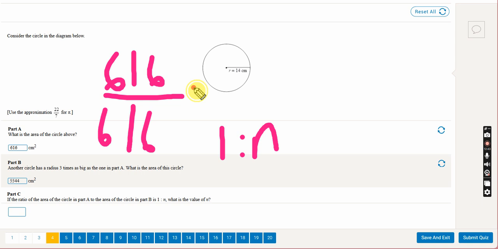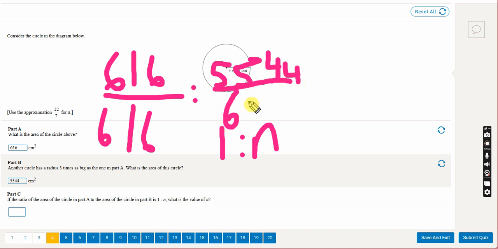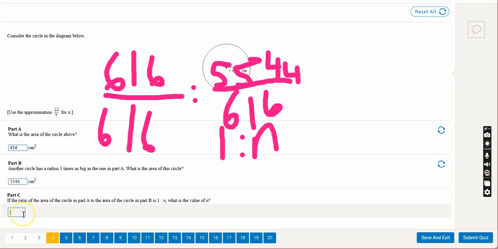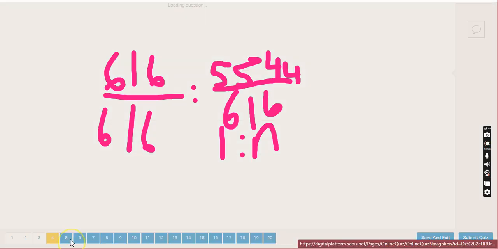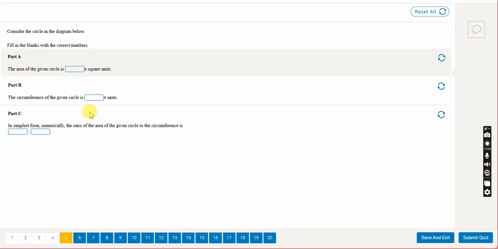And then what was the area of the larger circle? It's going to be 5544. And they did the same thing on the other side. They divided by 616. Now because they're whole numbers, they're definitely going to be divisible. So if you get a decimal number, try to do it again. So what do you get here? 5544 divided by 616, you get 9. Let's go to the next one.